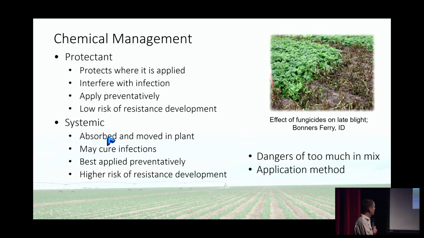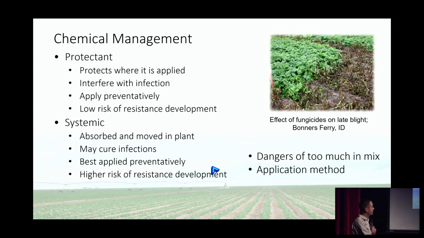Now, our systemic-based fungicides are absorbed and moved in the plants. Some of them move from the soil up into the plant, some move from the top down, some are translaminar, meaning the chemical moves from the top of the leaf to the bottom of the leaf. Some of them may actually cure the infections. But again, we find in our research that they're still best applied in a preventative manner. And because a lot of these systemic fungicides are one site active on just one aspect of the disease, there is a higher risk of disease resistance development.